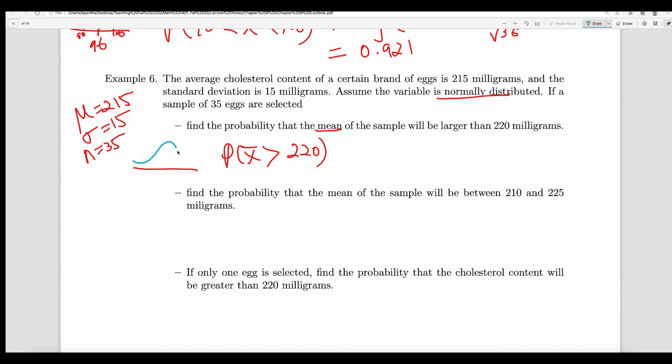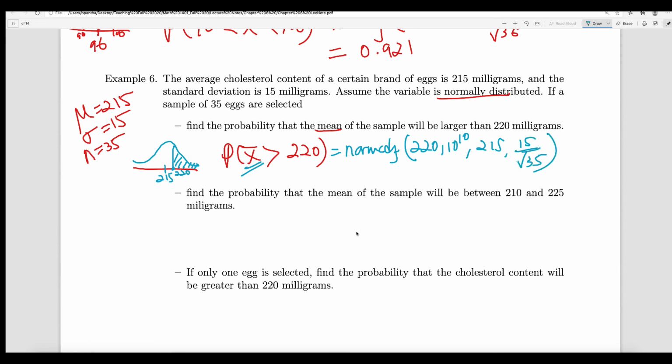So, right, the mean is 215. The question is asking greater than 220. That's what it is asking. So how do you do that? Normal CDF, and then the left bound is 220, right? So 220 and then 10 to the 10, and then mu is 215. Sigma is sigma over root n because of the x bar. Okay, sigma over root n, root under 35.